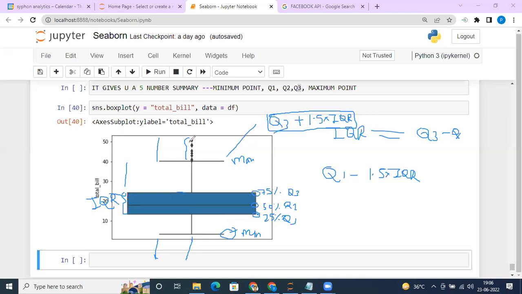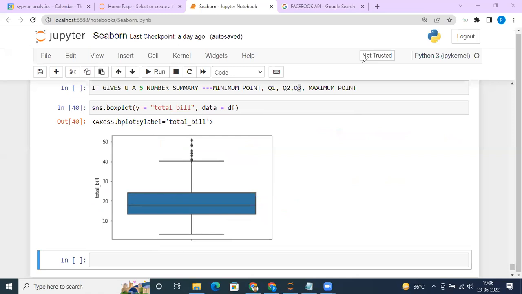Okay. Now, how will you compute? From this, you can see, or you can get the same information from here as well. See, if I close this and execute this, mention df.describe.